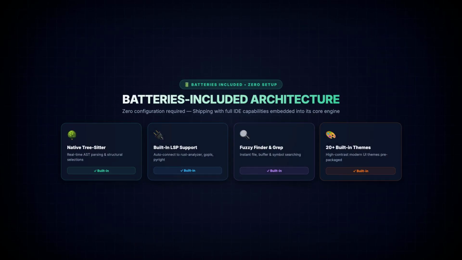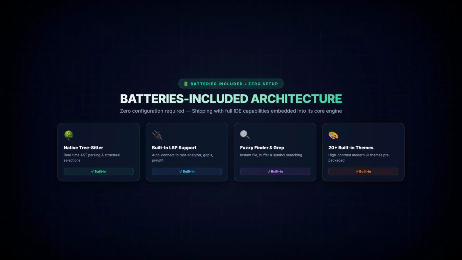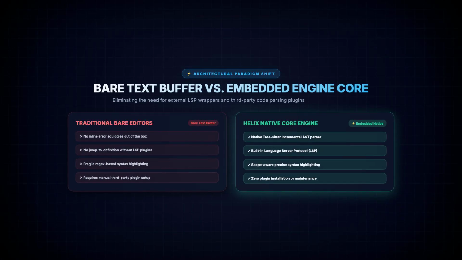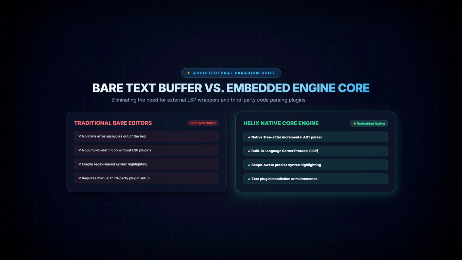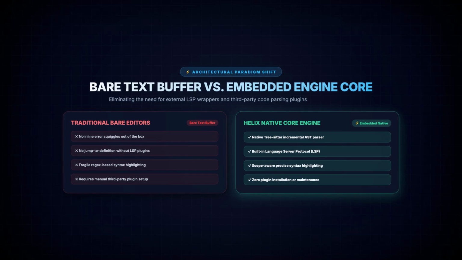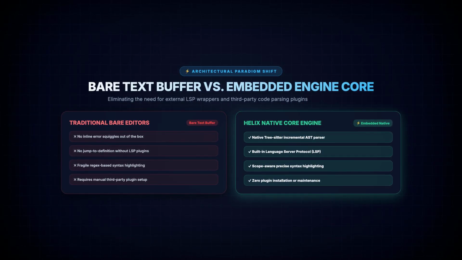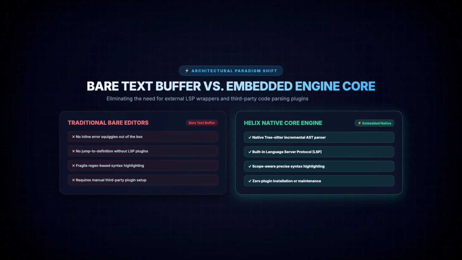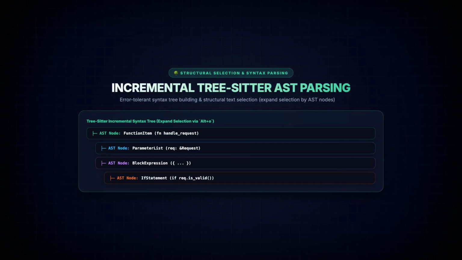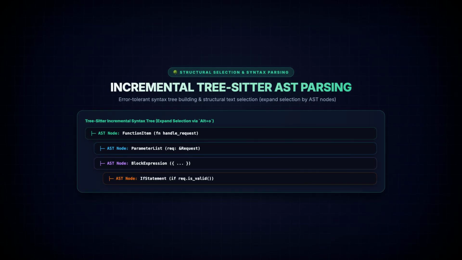While its selection model makes typing more intuitive, Helix's biggest leap forward is its zero configuration, batteries-included architecture. Traditionally, installing a bare modal editor leaves you with a simple text buffer that cannot even show error squiggles or jump to function definitions without plugins. Helix flips this experience completely by shipping with tree-sitter and language server protocol support built directly into its core engine. Rather than relying on fragile regex rules for code parsing, Helix integrates tree-sitter natively. Tree-sitter builds an incremental, error-tolerant syntax tree of your source file in real time as you type. This enables extremely precise, scope-aware syntax highlighting that doesn't break when your code contains temporary syntax errors.